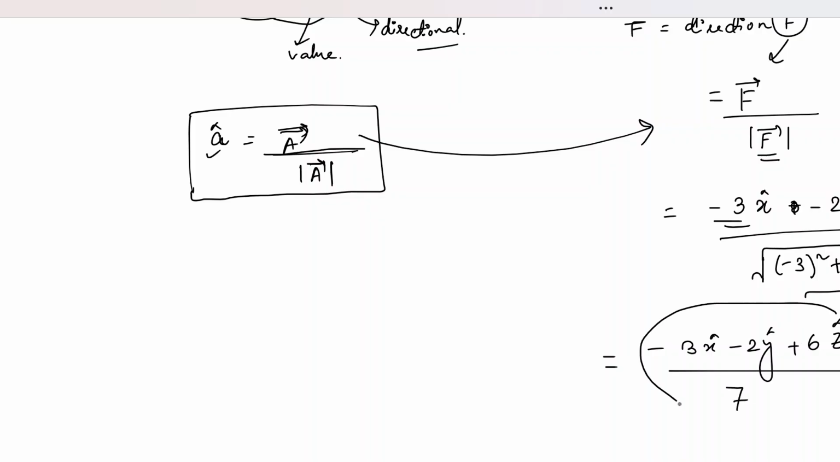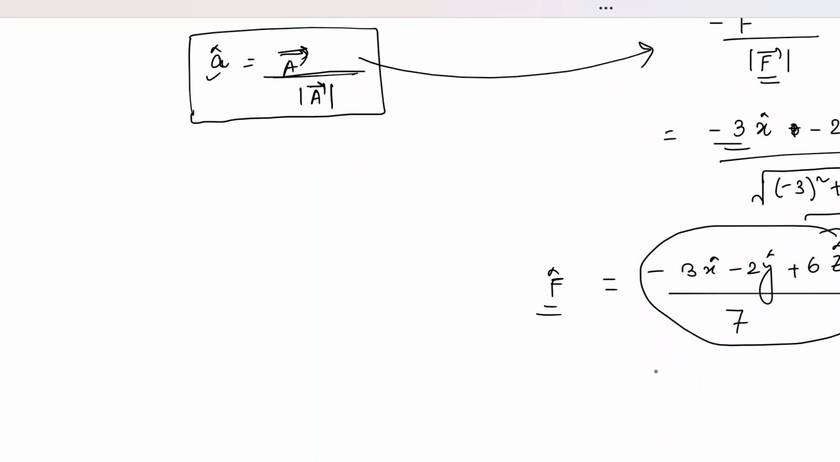So this is nothing but the directional information, or basically the direction of your force vector. Okay. This is, let's say, your f cap, the direction of the force vector. Now you have the information of the direction of the force vector.